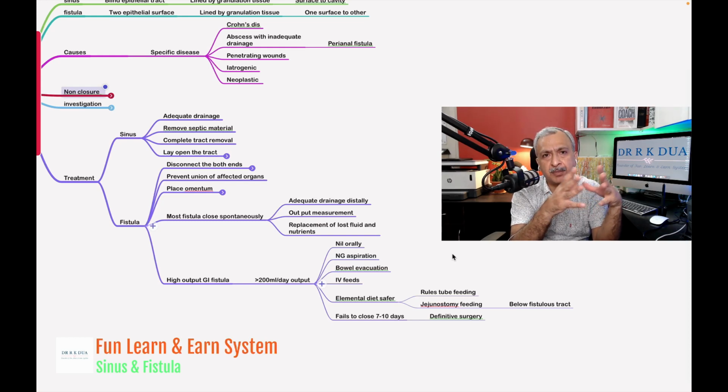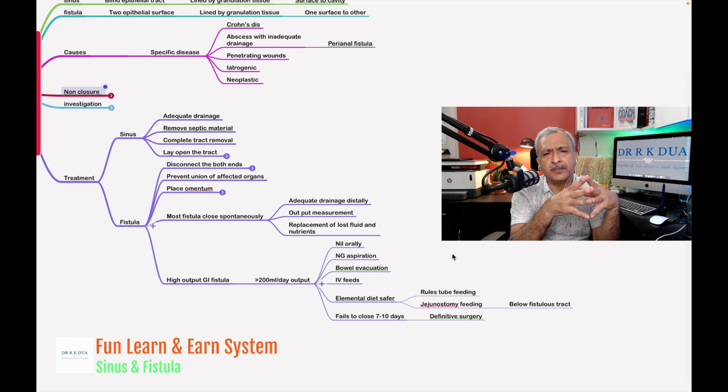If the fistula is not closed by this treatment between 7 to 10 days, or maybe we can wait a few more days, and it is still discharging a high amount of content or fluid, and that is not decreasing, we have to do surgical repair of the fistula.